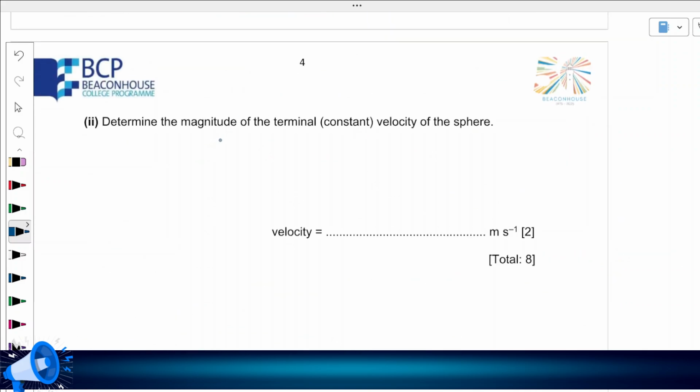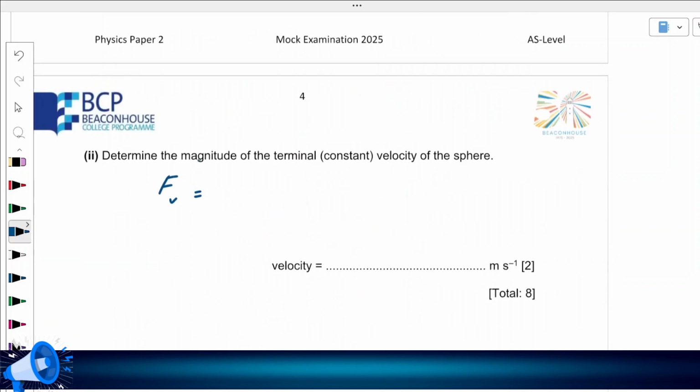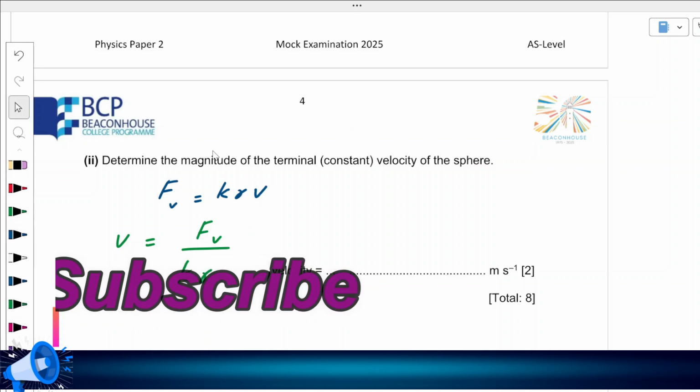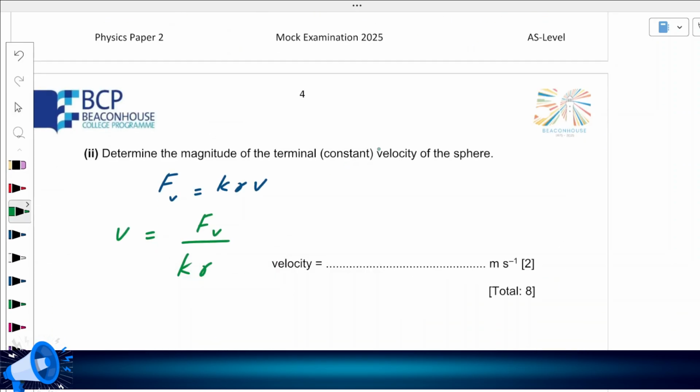Determine the magnitude of the terminal velocity of the sphere. So the formula that was given for the viscous drag was KRV. We can easily find the value of V from here. V would be F over KR. Now what is the viscous drag? How much force is that? We don't know, but we can write the expression of these three forces since it is moving with constant velocity.